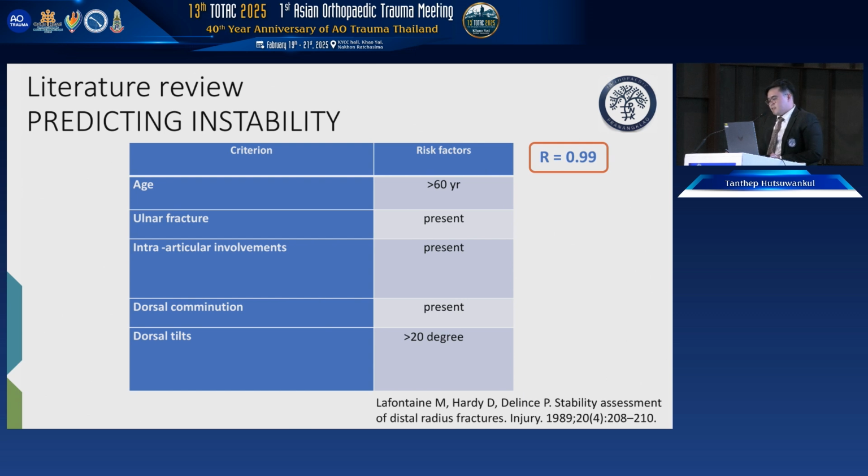We have existing literature going back to 1999. LaFontaine identified several factors that can predict instability. He showed a strong correlation between several factors and instability, but this still could not predict instability yet, because the R cannot determine the magnitude of correlation.